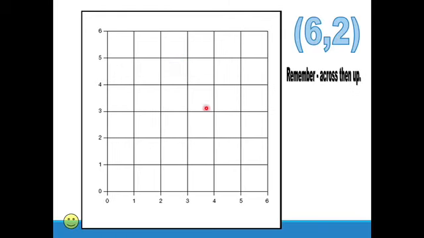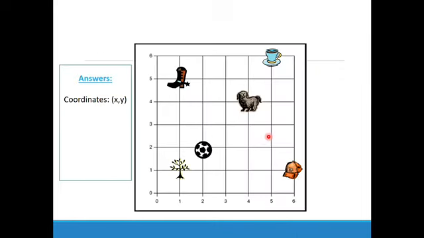Alright, then we have 6 and 2. 6 is on our horizontal line over here, and 2 is on our vertical line over here. And at the meeting point, you're going to put the smiley face, but you guys can put a dot on your worksheet.